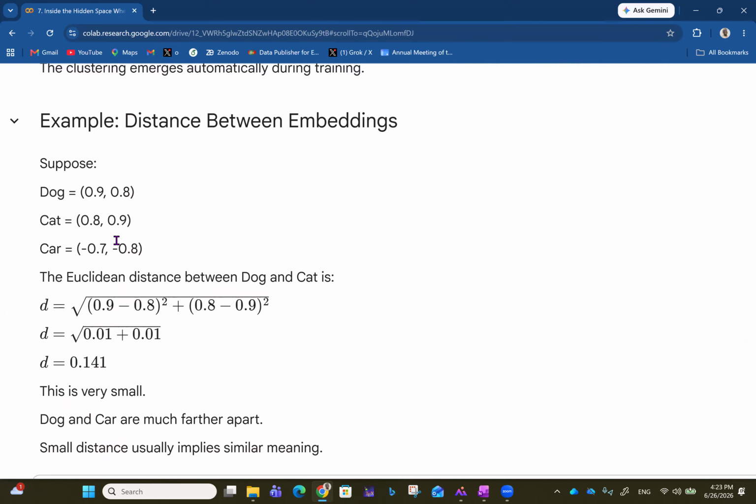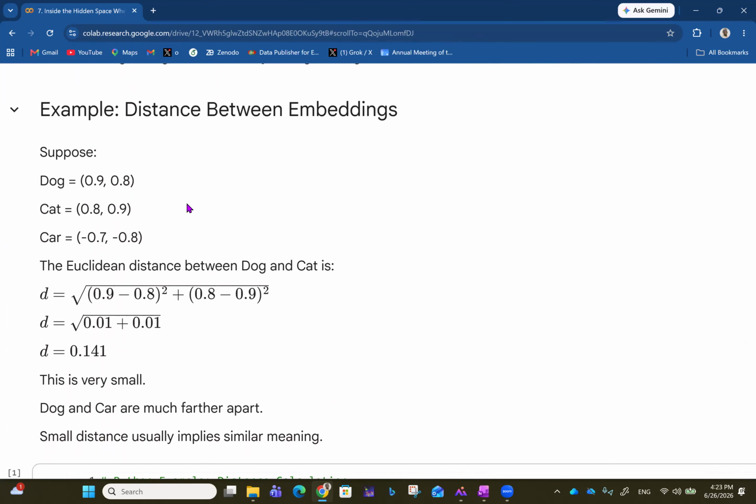So, for example, you can have distance between embeddings. Suppose dog is 0.9, 0.8, cat is 0.8, 0.9, and car is minus 0.7, minus 0.8. The Euclidean distance between dog and cat: 0.9 minus 0.8 squared, that's 0.1 squared, which is 0.01. Then 0.8 minus 0.9 is minus 0.1, and if you square that, you still get 0.01. So that's the square root of 0.02, which is 0.141. This is very small in terms of distance.